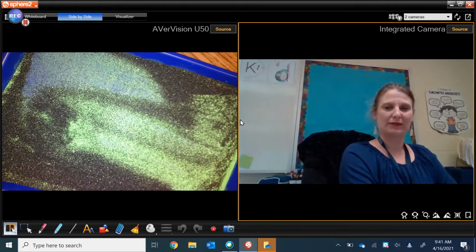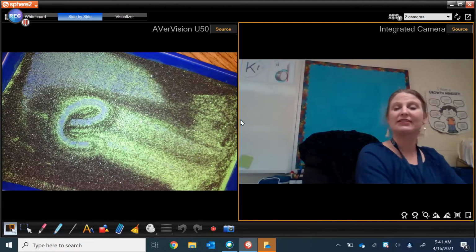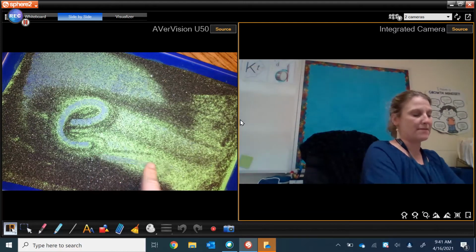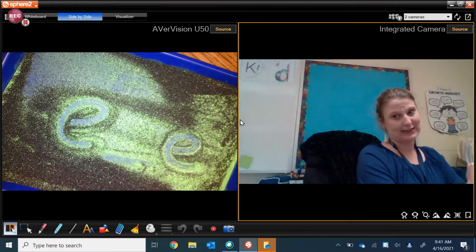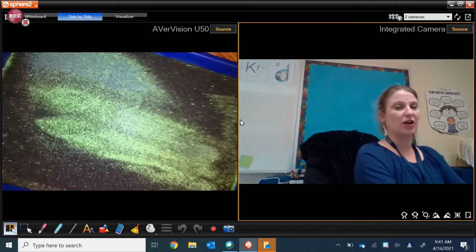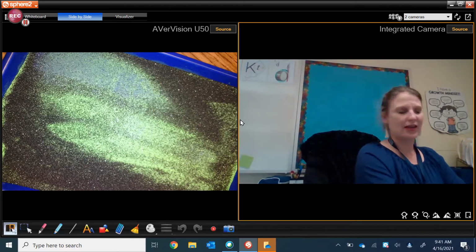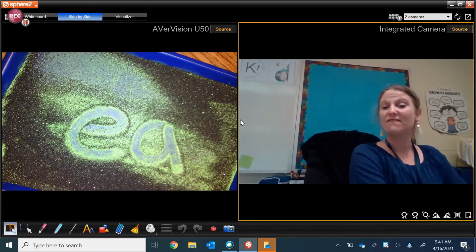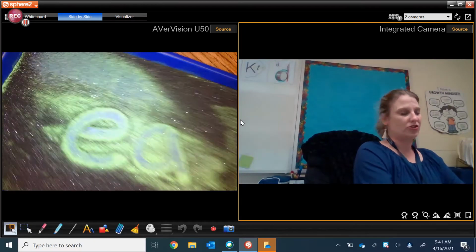E. How do I spell the sound E? Letter E says E. What's another way? Magic E, letter E, says E. And we have a new way that we learned. How do I spell E in the middle of the word? Letter E and letter A together make a vowel team that says E as in peach. Shake, shake, shake.